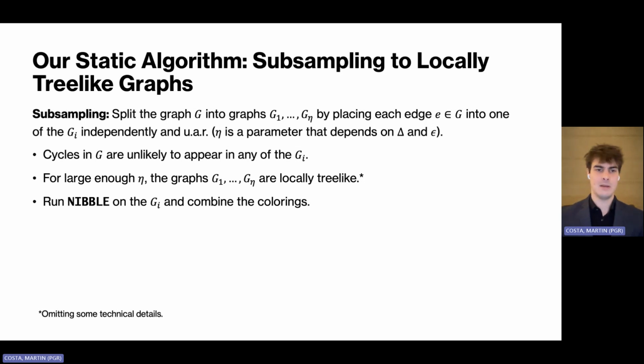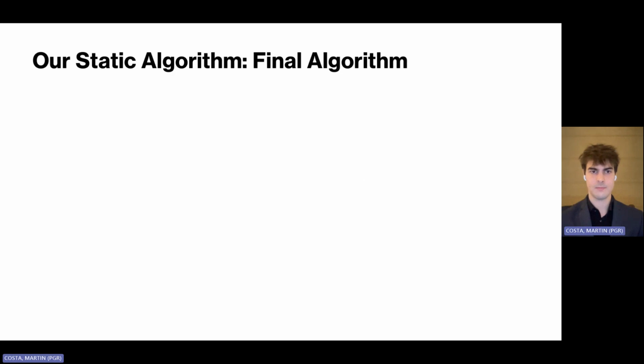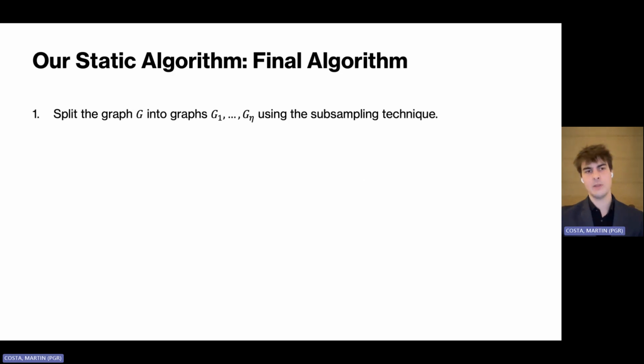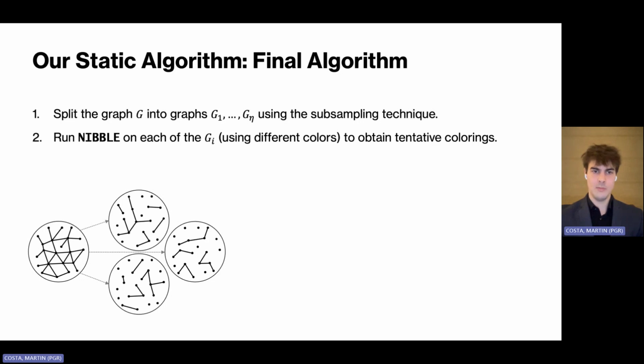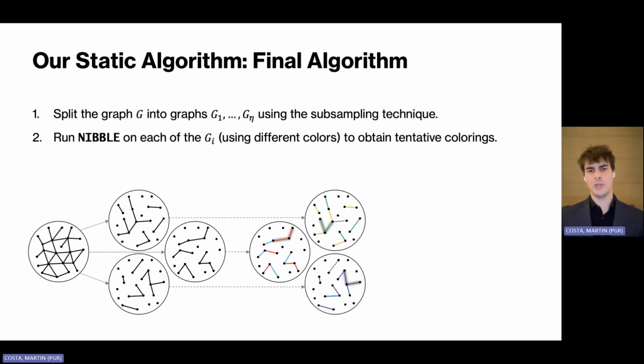So the idea is basically then that, okay, we have our graph G, we can subsample it into these graphs G_i. Well, then why can't we just run the Nibble algorithm independently on each of these graphs and then just combine the colorings that we have at the end? So more precisely, our algorithm is the following. We start off with our graph G, we subsample it into these G_i. We then run the Nibble algorithm independently on each of these graphs using a completely disjoint set of colors for each of these graphs. So we don't do this greedy coloring part at the end. We just do the rounds where we produce these tentative colorings.